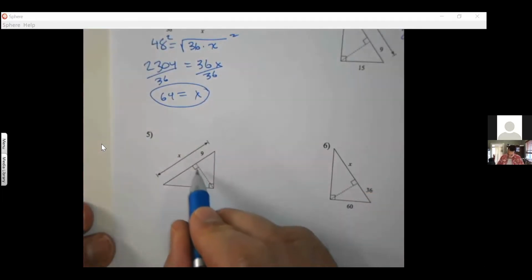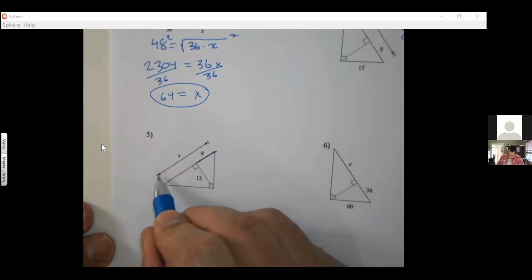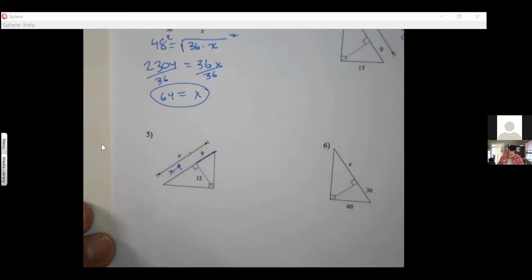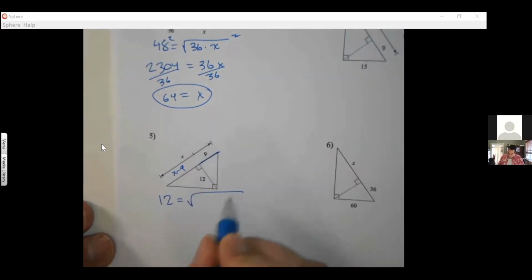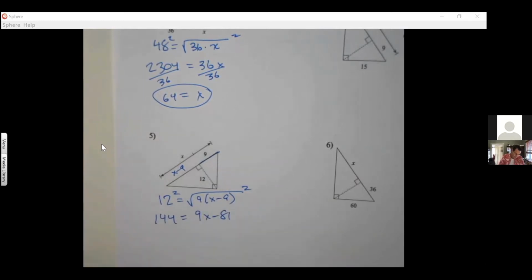This one is coming up the middle, so it's got 9 on this side. That's okay, but this side I need to get clean. If x is the whole length, but we're taking 9 away from it, this part is x minus 9. So 12 equals square root of 9 times x minus 9. I have to square both sides to get at that x. So 144 equals 9x minus 81. Add 81 to both sides. 225 equals 9x. So x equals 25 again.